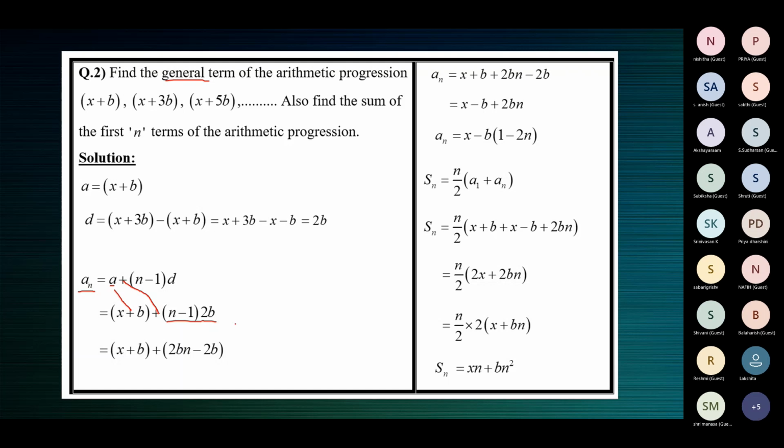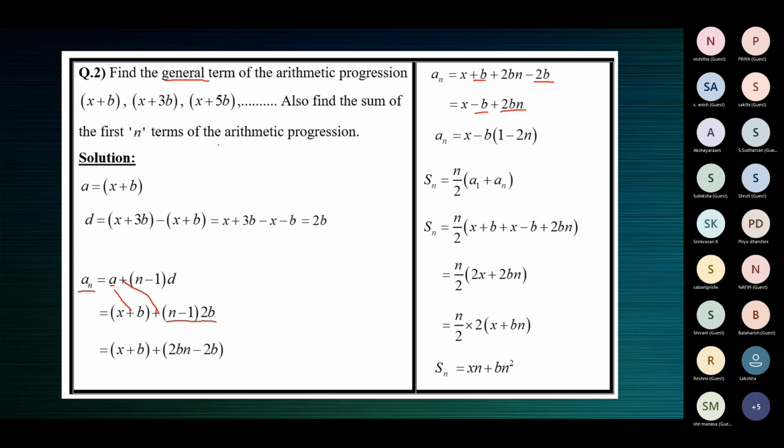So An is continuing. An is equal to x plus b plus 2bn minus b minus 2b. So plus b and minus 2b will give you minus b, plus 2bn. You can leave it like this.